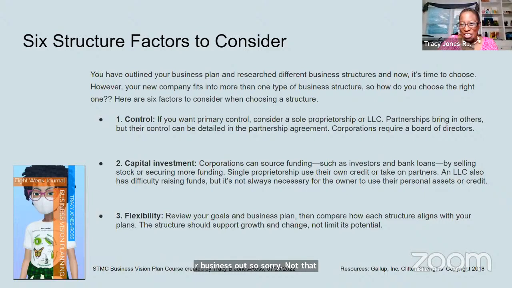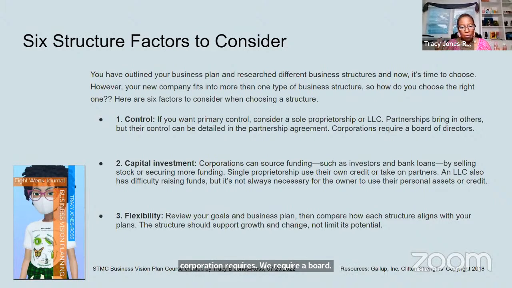Partnerships bring in others, but the control can be detailed in a partnership agreement. You can have a partner who only has 5% of your company, but they're backing you financially. Or a corporation, which requires a board. Those are the control factors you want to consider.